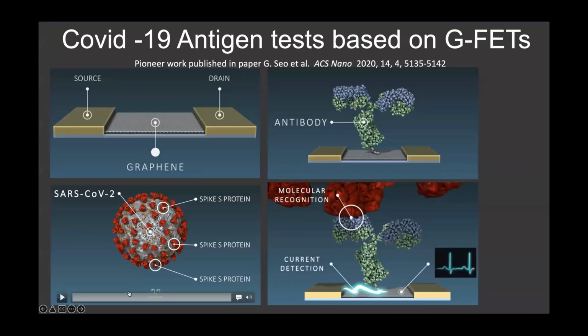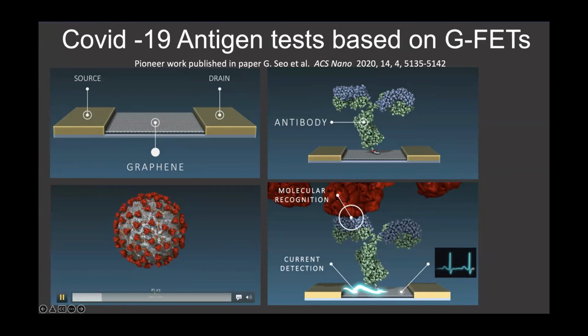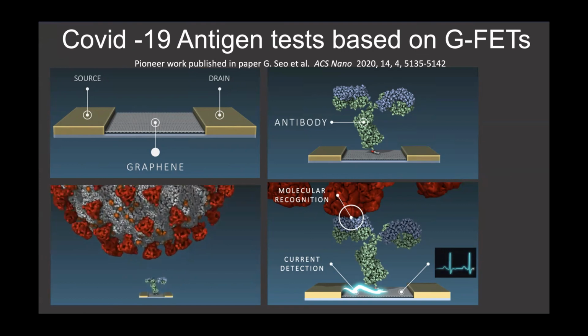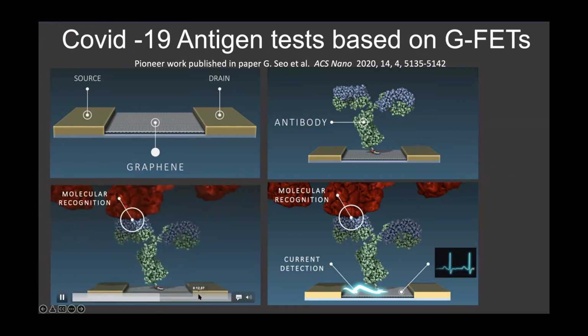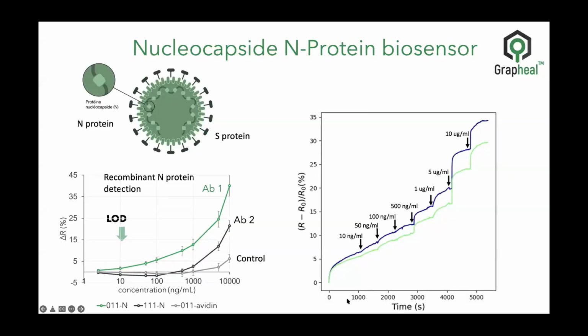So the way it works is rather simple. You cover the graphene surface with an antibody. There is a reaction of biochemical recognition between the protein of the virus and the system. It gives a change of conductivity of the graphene, and when the change of conductivity goes beyond a certain threshold, it gives a positive or negative result. So you have here, for example, the response given the amount of protein responsible for the positivity of the test. And you see we have a level of detection of 10 nanograms per milliliter, which is similar to the antigen tests on the market.